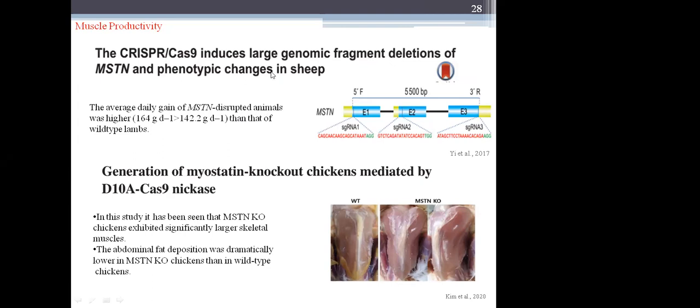And using the CRISPR-Cas9 system, it has also been found that in sheep, increased weight was found. And in chicken, higher muscle mass was found in the skeletal muscles, and low abdominal fat was found.